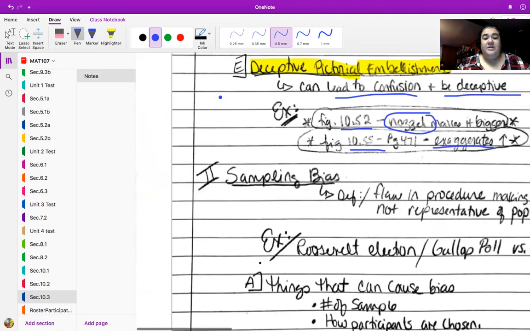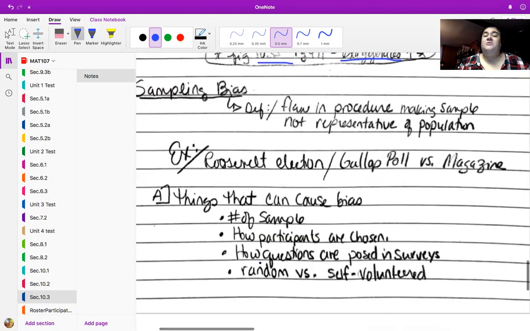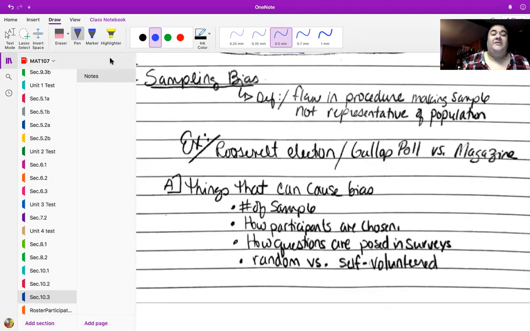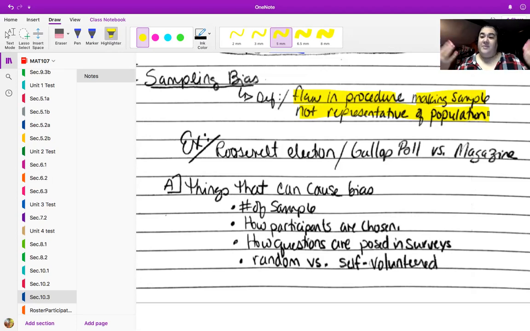Okay. Finally, there is such a thing as what's called sampling bias. The definition of sampling bias is a flaw in the procedure that makes the sample that you're using not representative of the population that you're hoping to get data on. The population is the group that you're hoping to get information about in a sample, and because the sample should be representative of that group, what you see in the sample, you can then extrapolate as being true for the entire population.